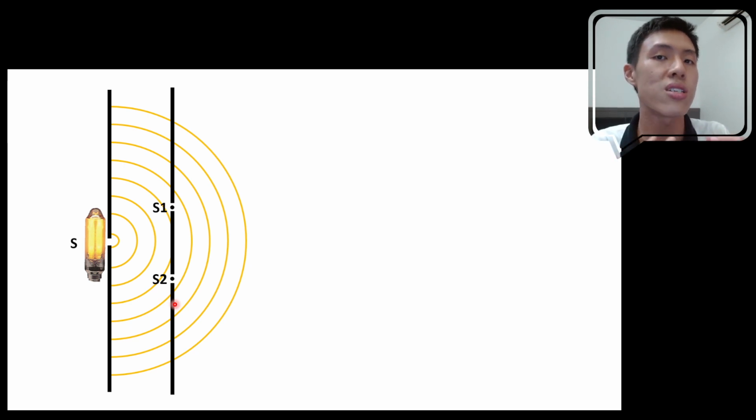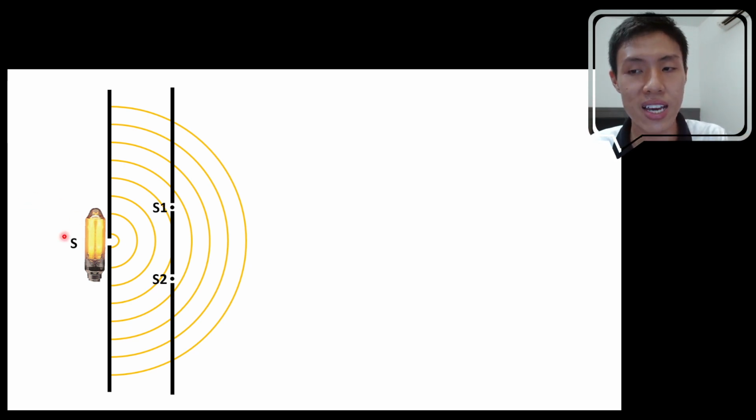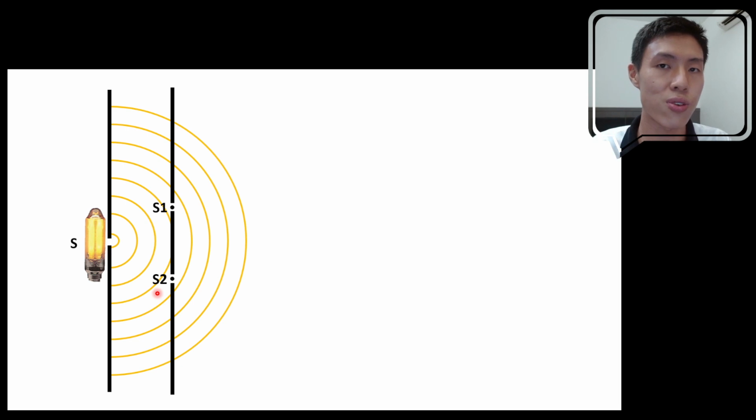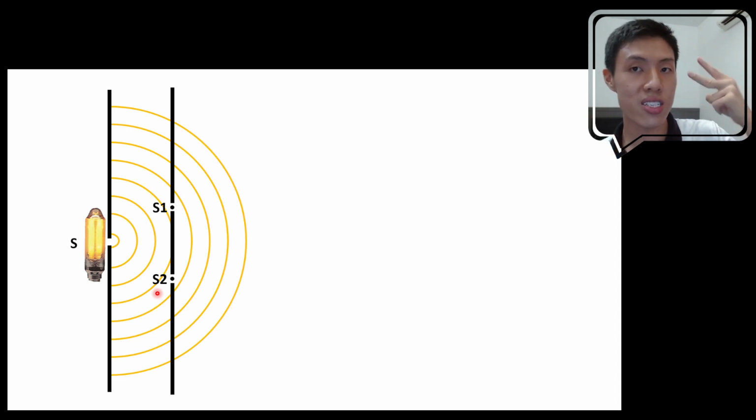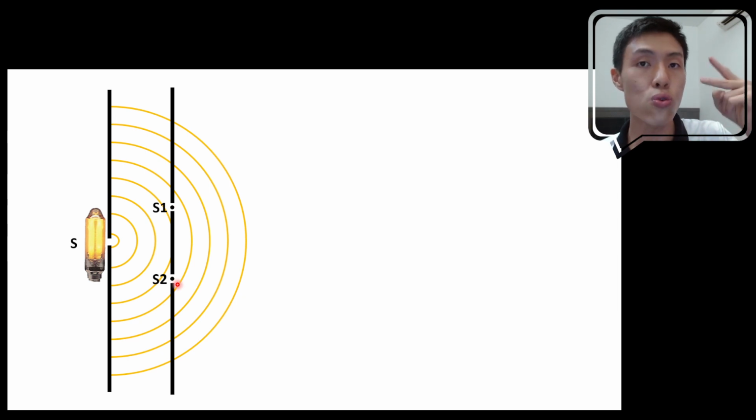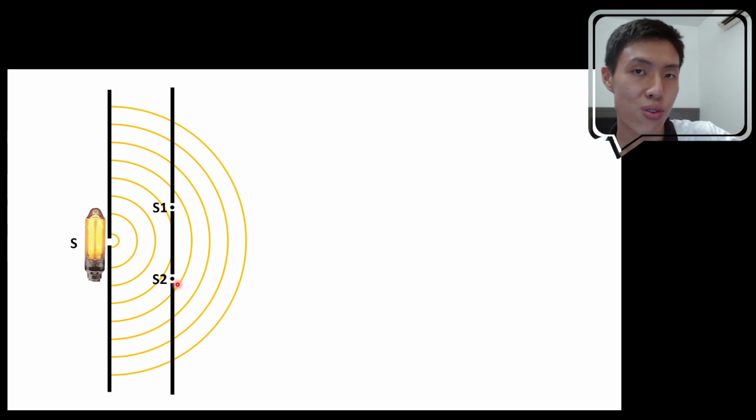Okay, so the phase relationship will remain throughout the experiment, because no matter what happens at the light source, the effect will be propagated to source 1 and source 2 simultaneously. So it won't go out of phase because they come from the same single point light source. That's how you maintain the constant phase relationship, and that requirement is achieved, so therefore your source 1 and source 2 here are two coherent light sources. So that's the first requirement achieved.